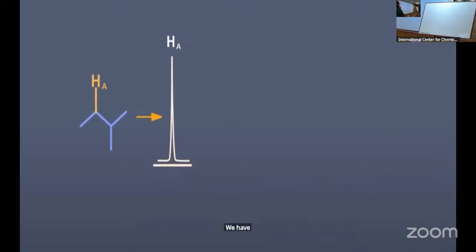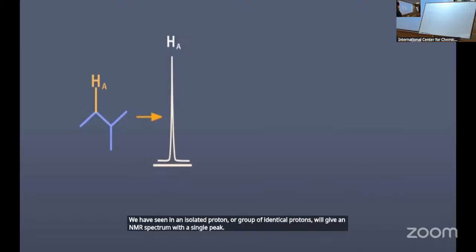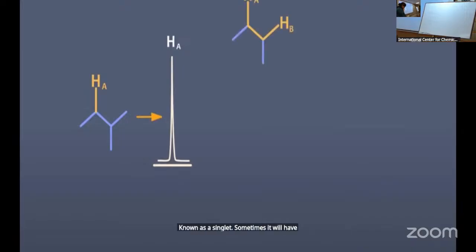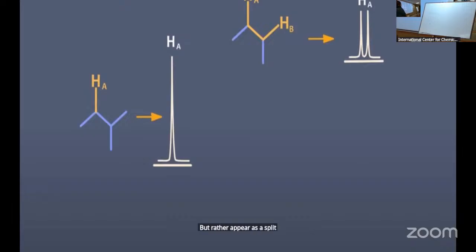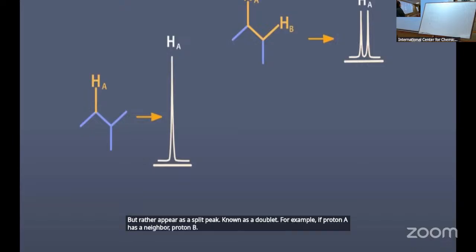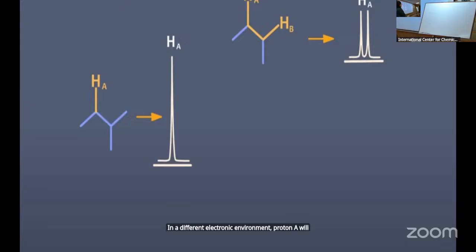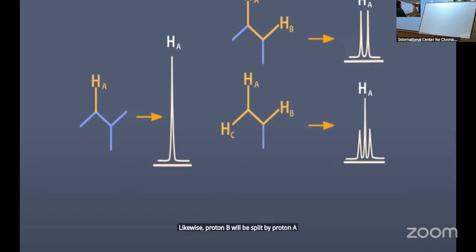We have seen that an isolated proton, or group of identical protons, will give an NMR spectrum with a single peak, known as a singlet. Sometimes we will have protons that are close enough that their magnetic spin states interact, what's known as spin-spin coupling. In this case, the peaks do not appear as a singlet, but rather appear as a split peak, known as a doublet. For example, if proton A has a neighbor, proton B, in a different electronic environment, proton A will be affected by its neighbor. Proton B will either be aligned up or down, thus proton A will be a doublet. Likewise, proton B will be split by proton A, and it will be a doublet also.